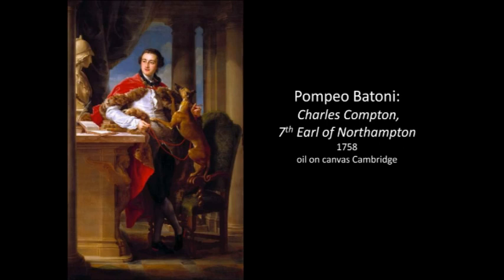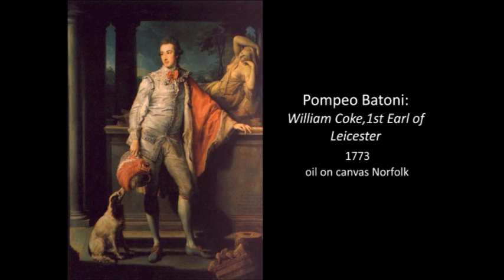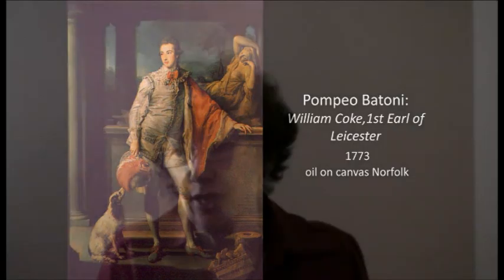Now, other things are actually brought out in these paintings. William Coke, 1st Earl of Leicester, had his portrait done in 1773. Now, this was not long after the Jacobite uprising, which we're going to talk about with another sitter in a moment. And he actually was the lover of Bonnie Prince Charlie's wife, which wasn't difficult. I think there were a few. But he is depicted here.